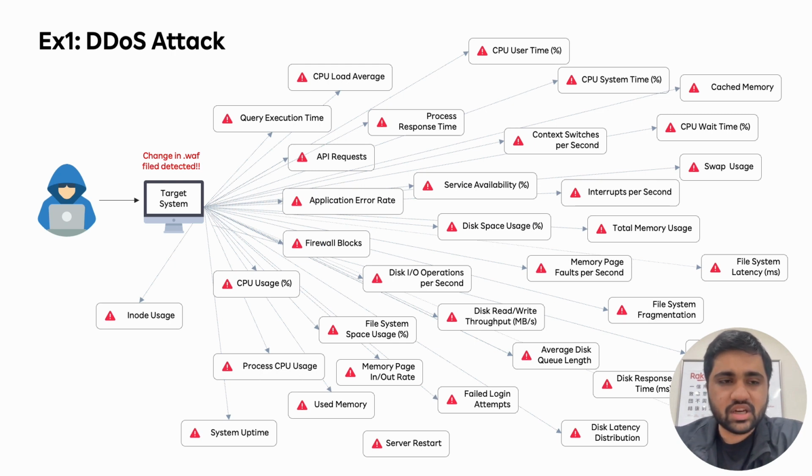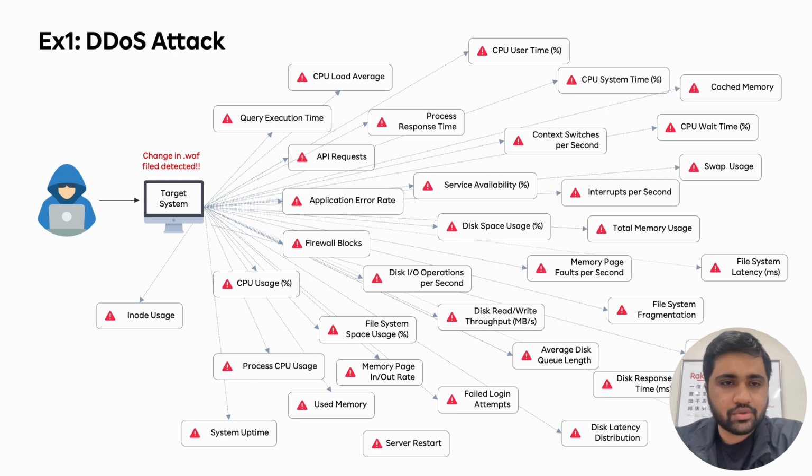Here, there's been a change in the web application firewall file, or the WAF file, and some third party has found a loophole or some kind of backdoor in their web application firewall file. Because of this, they can exploit it, and they can start a DDoS attack, a distributed denial of service attack. That can lead to a whole storm of errors again over here.